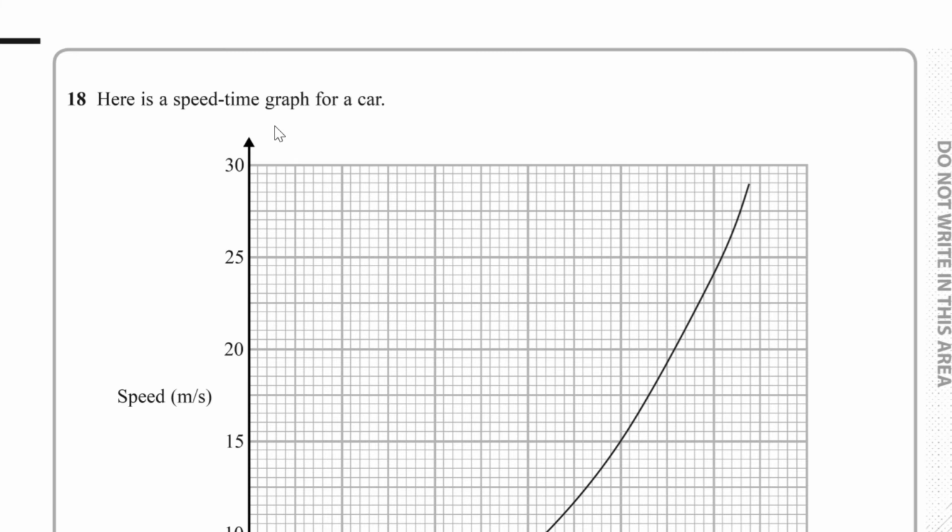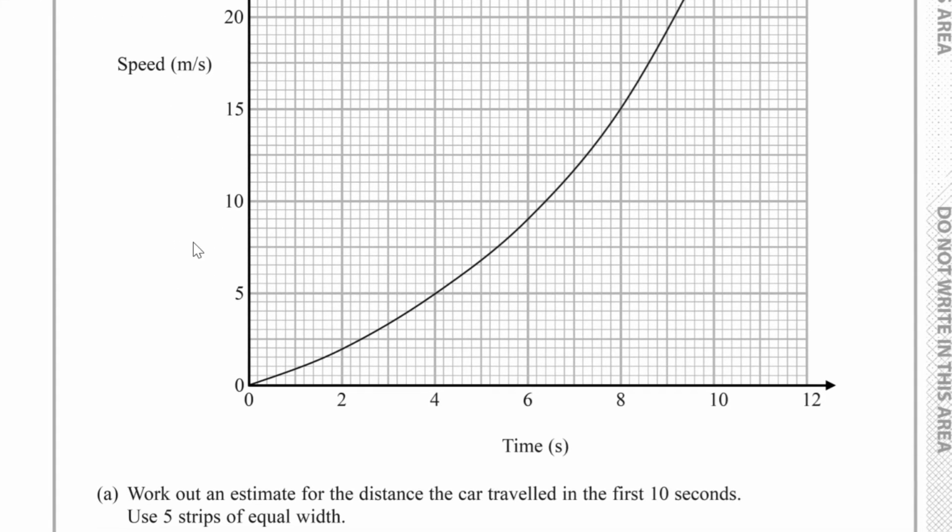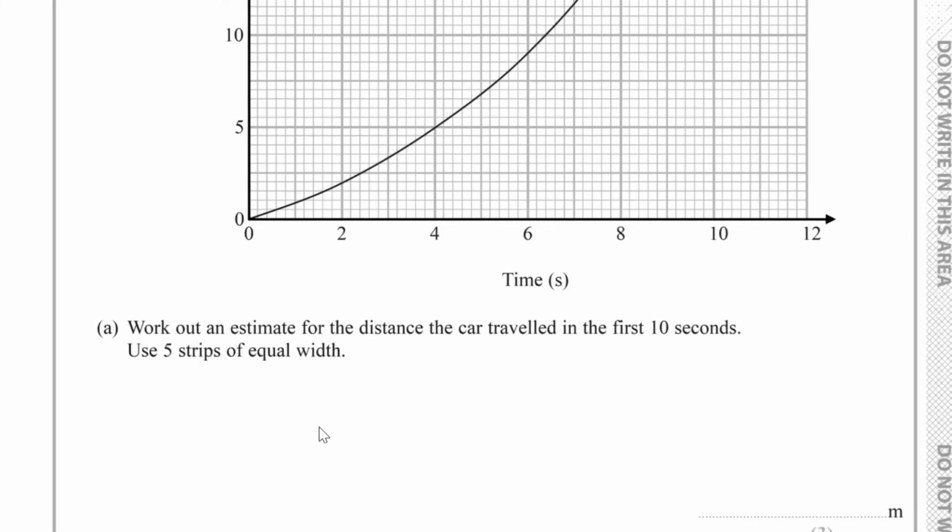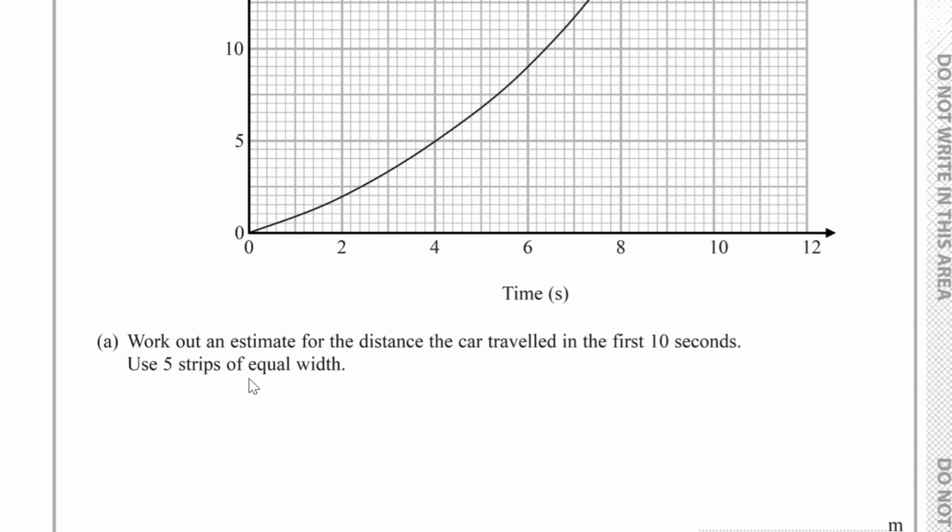Question number 18. Here is a speed time graph for a car. That's what we see here. We've got the speed in meters per second and then the time in seconds. For part A, we have to work out an estimate for the distance the car travelled in the first 10 seconds. Use 5 strips of equal width.